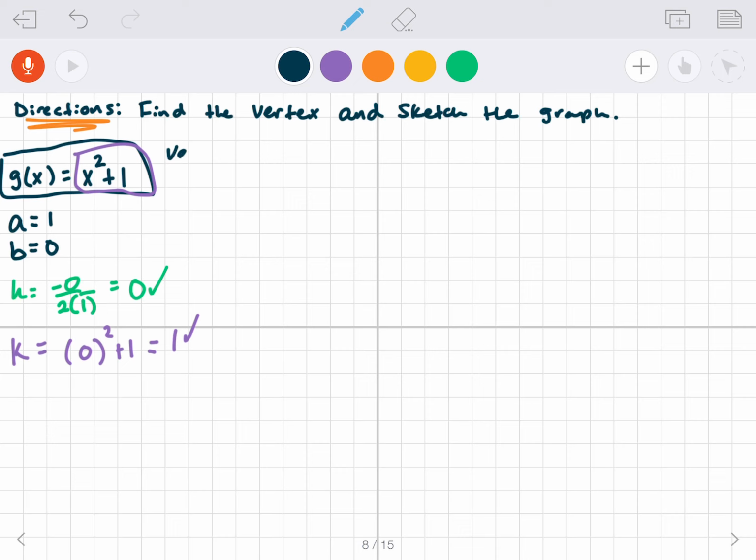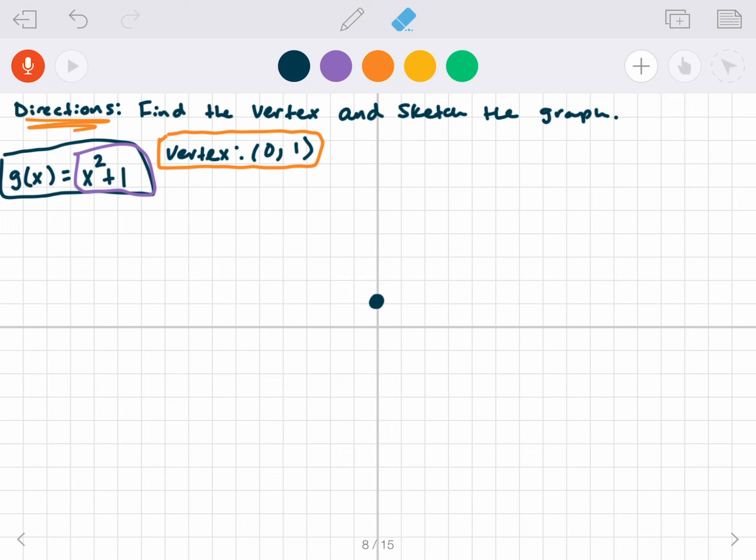So our vertex is at 0, 1. Cool. So when x is 0, y is 1. That's where our vertex is, and that was the first piece of information that we got. Now, we can also see that this thing is concave up because a is positive. In this case, a is equal to 1, that number in front of x squared. So that's some good information.